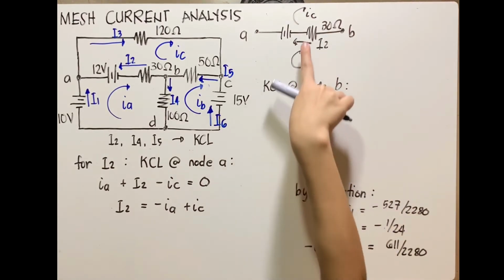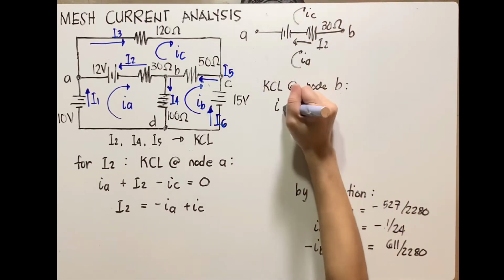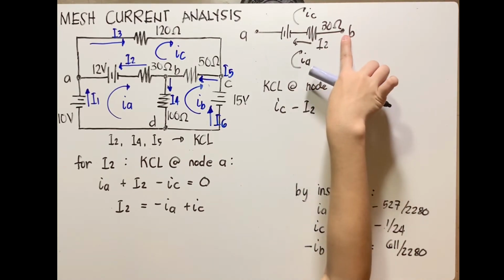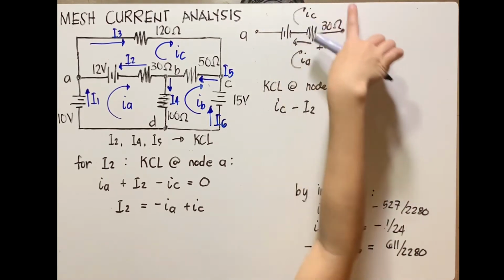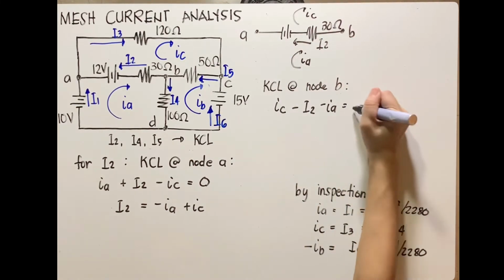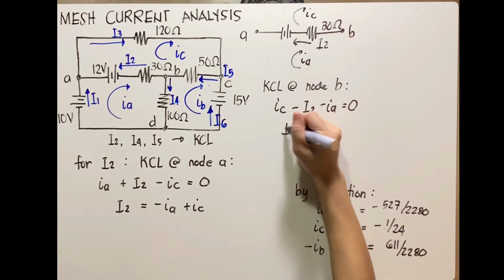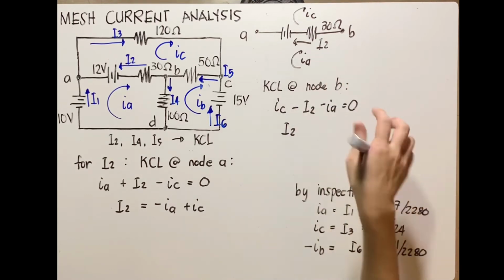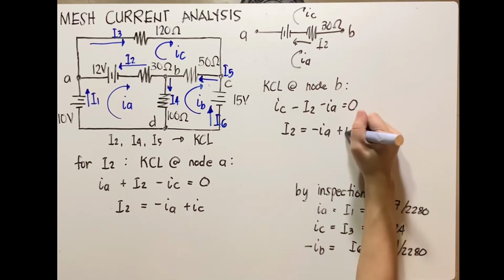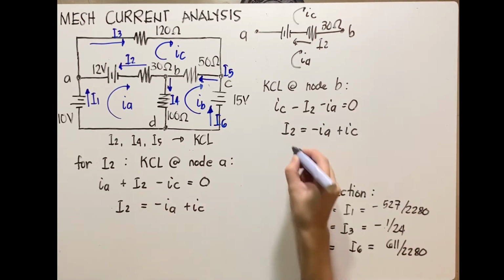Halimbawa, nag-KCL ako sa B. Papasok si IC doon. That's positive IC. Aalis si I2. Dito tayo nakatingin ha, kay node B. Papasok si IC. Ibig sabihin si IA yung nasa ilalim lalabas. That's negative IA. Equate that to 0. If I solve for I2, transpose mo to. Lalabas you have negative IA, tsaka positive IC. Oh, di ba parehas lang?